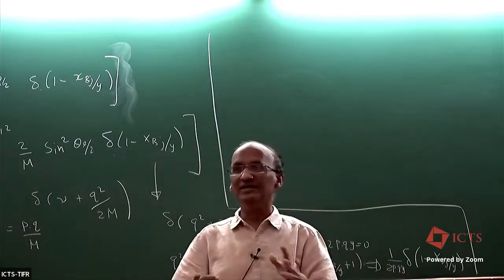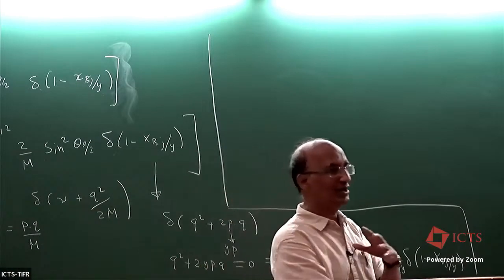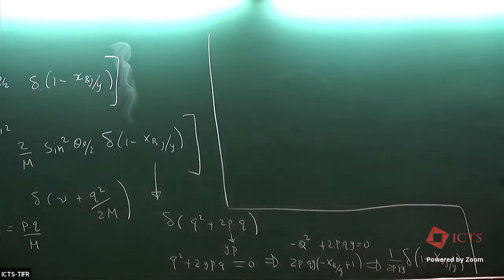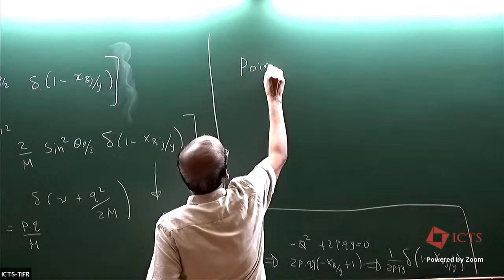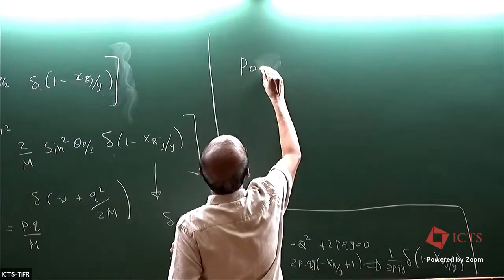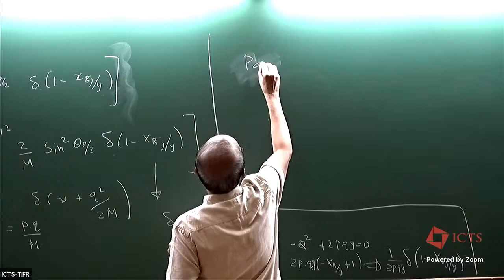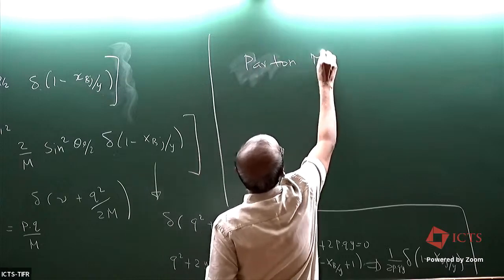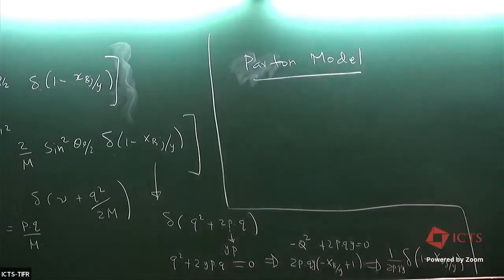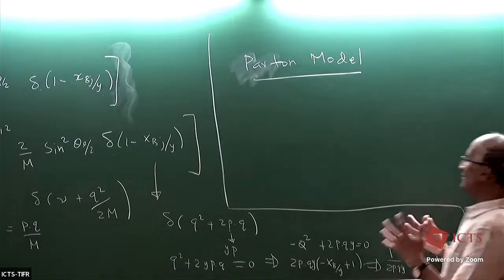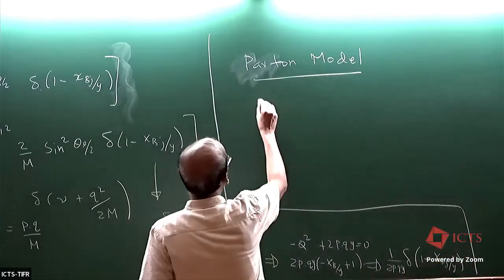It may not work if you have a proton and you collide it with some low energetic objects. I don't think this picture will emerge. So the parton model assumes that the proton looks like a collection of point-like objects in a specific frame. Let's call this frame the infinite momentum frame.